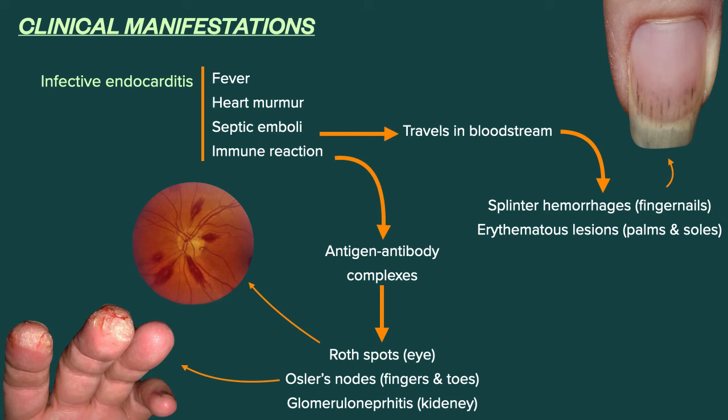In contrast, there might be an immune reaction with antigen antibody complexes that form and deposit in different parts of the body. In the fingers and toes, these complexes can lead to painful lesions called Osler's nodes. And in the eye, these deposits can lead to Roth spots. In the kidney, they can lead to glomerulonephritis.